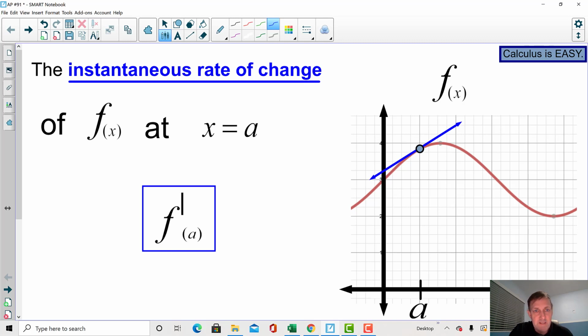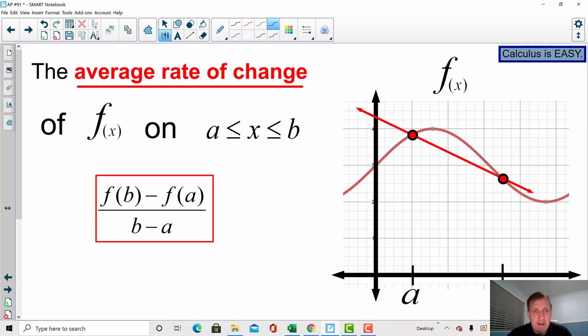So the first one says the instantaneous rate of change. Most of us are very familiar with that. That's just the derivative. And so you can see the example over here. The slope of the tangent line at a point is the derivative at that spot. So at x equals a, we write it f prime of a. So we're going to do two more things that are kind of like that. So let's have a look.